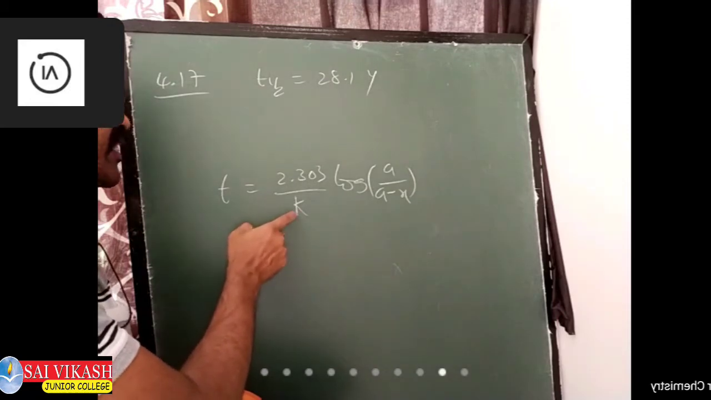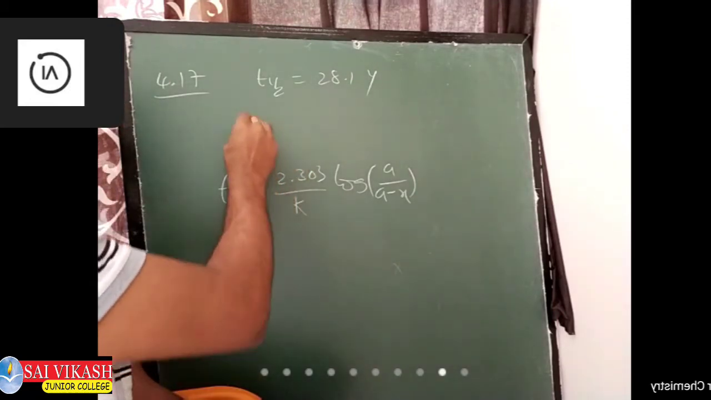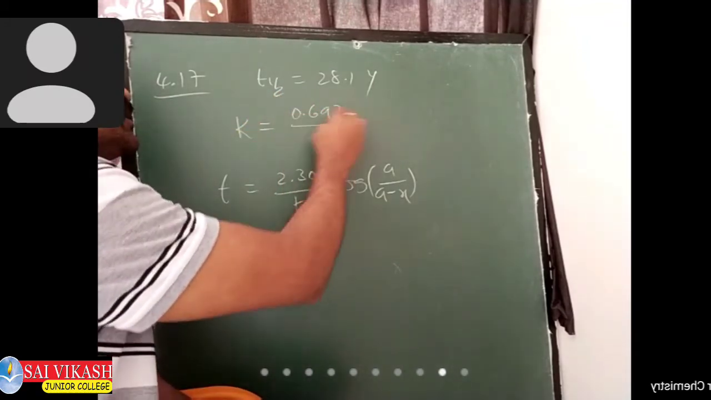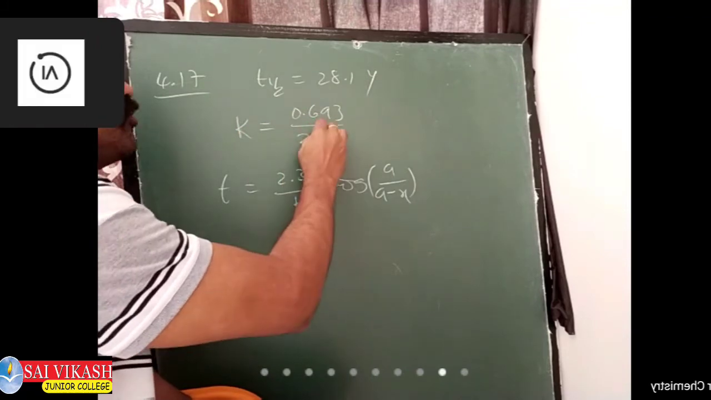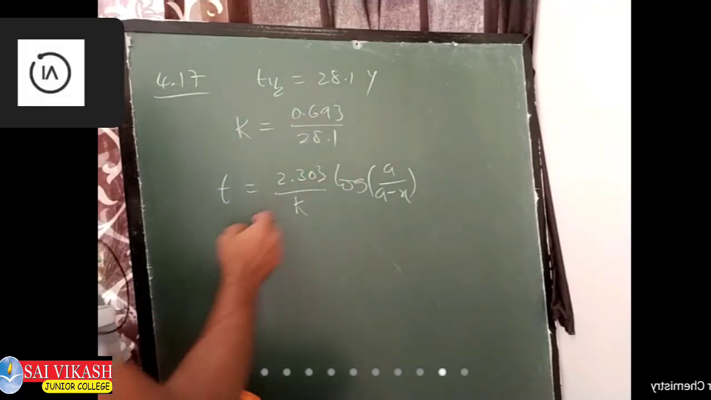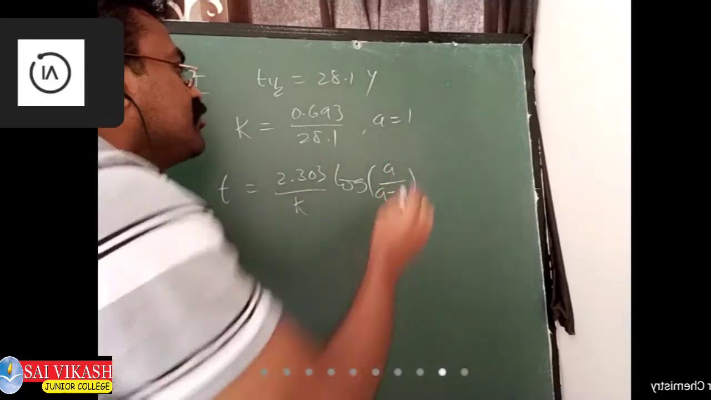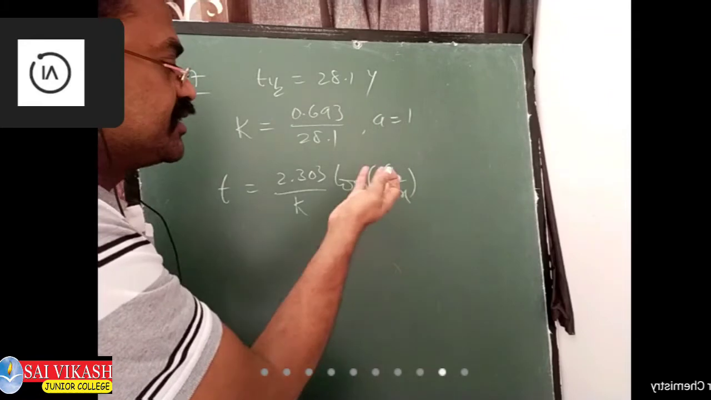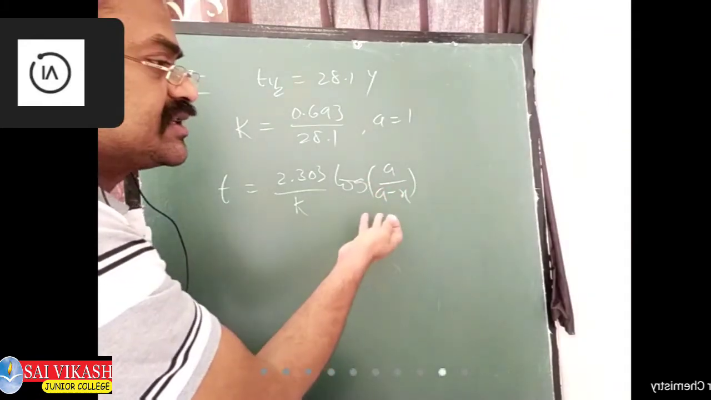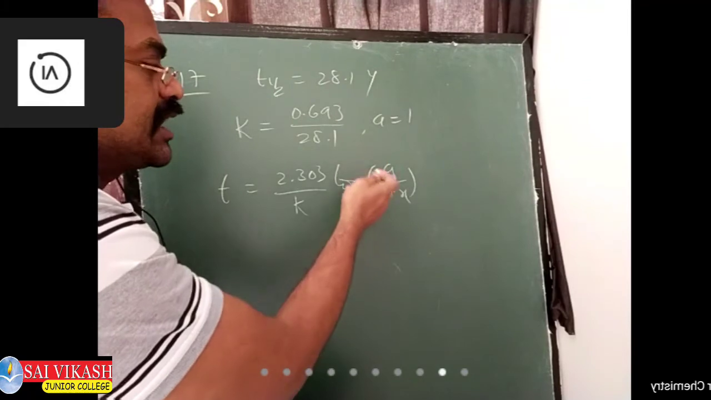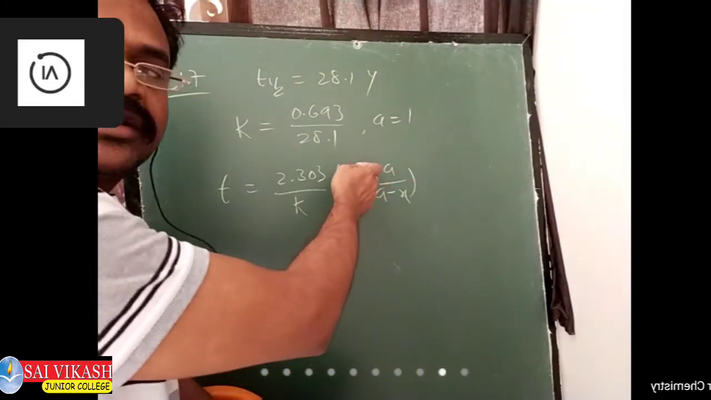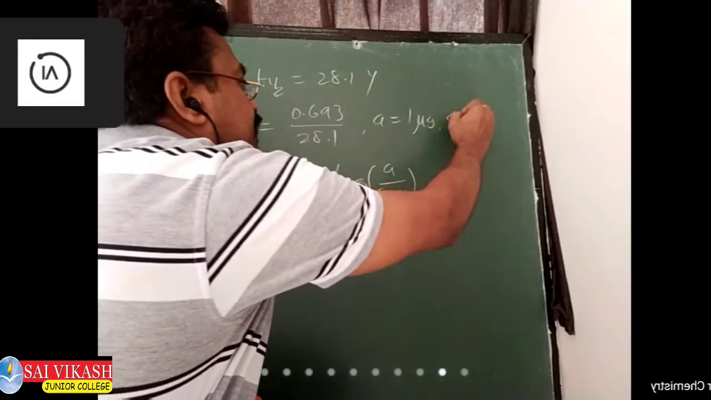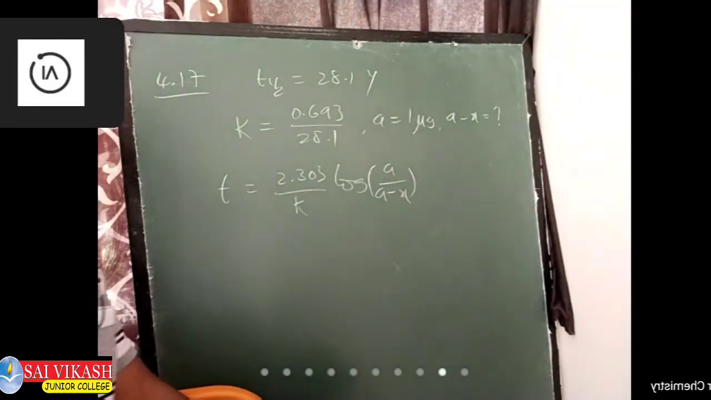So we want k. We know the half-life, so by knowing the half-life, k is 0.693 by t half. How much? 28.1. This is k. And the a value is given, 1 microgram. You can keep it in microgram or in grams also. You will get the answer in the same unit. If you keep microgram, you will get microgram; if you take gram, you will get gram. Let us keep microgram only. And a minus x they are asking.